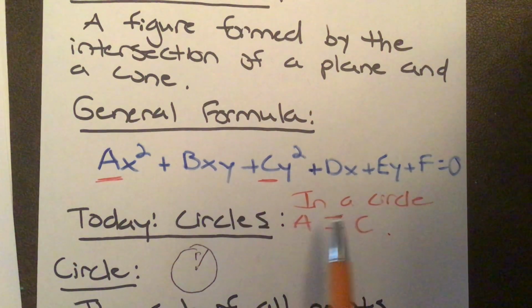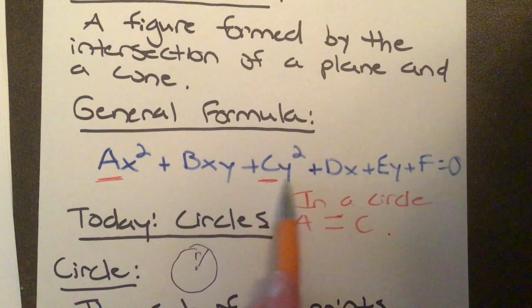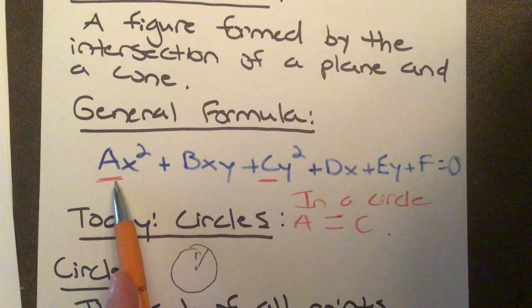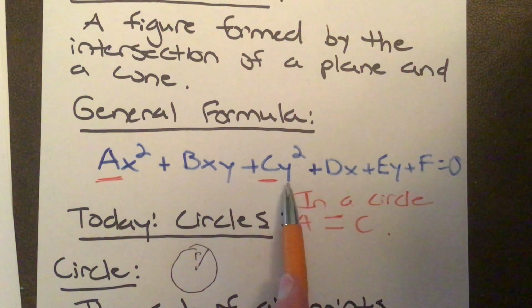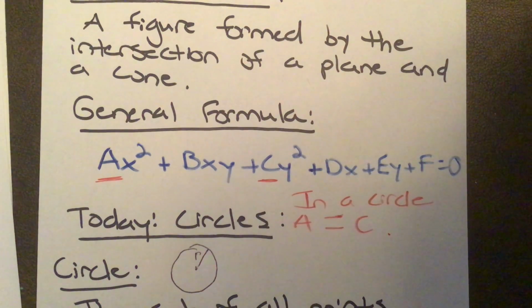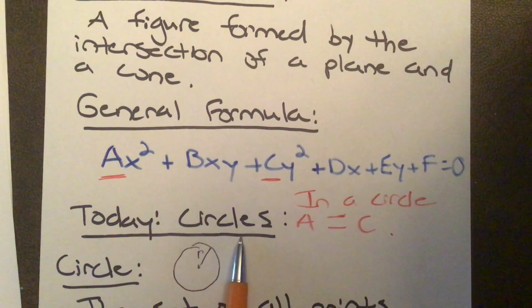For right now, just keep in mind that if you have a general formula, if it's a circle, the a value and the c value are the same. In other words, the coefficient of the x squared term and the y squared term are the same. They're usually 1, but they have to be the same. So circles is the conic section for today.